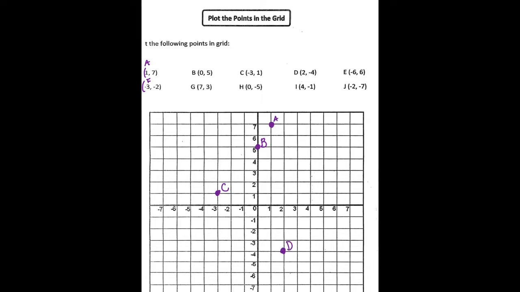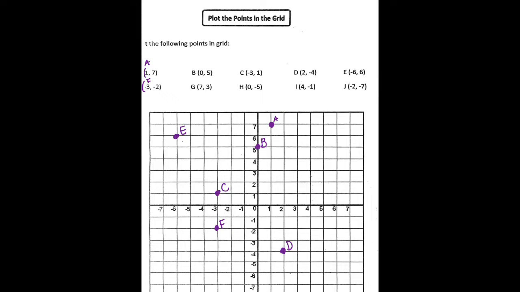All right, point E, I have -6, 6. So once again, I'm going to move left or right first. This case, I have to go to the left. I have to go over to -6. And then I have to go up to +6. And that is point E. All right, just a few more. I have -3, -2. Ooh, both of them are negative this time. All right, so I always go left or right first. So I'm going to go to the left, -3. And then I have to go down 2 spots. So that is point F.